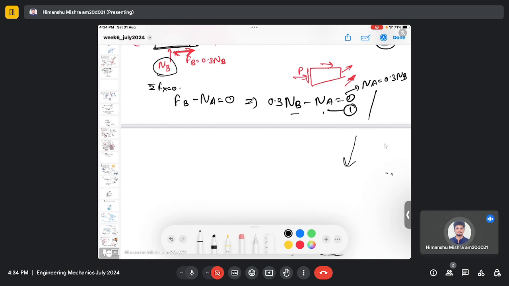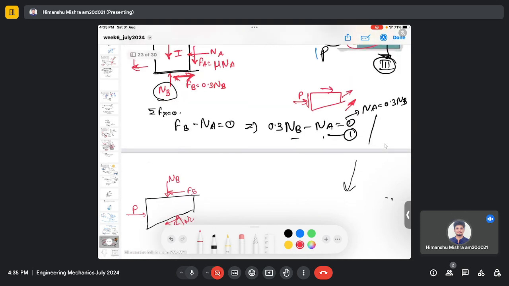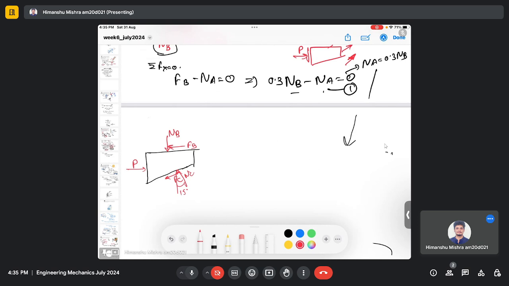So now let's consider body 2, which is this. There is a force P which we need to find, and there is a friction force Fb, and there is a normal reaction Nb here. So Nb we already found, Fb we already found. Then there will be a friction force here at, let's say, C, and this is the normal reaction Nc in the vertical direction. This is 15 degrees, and this is your friction force Fc.